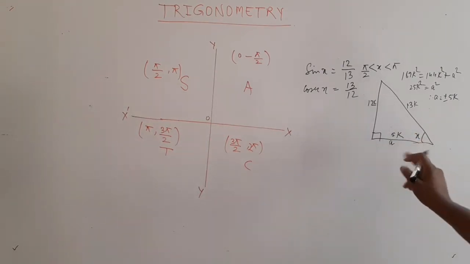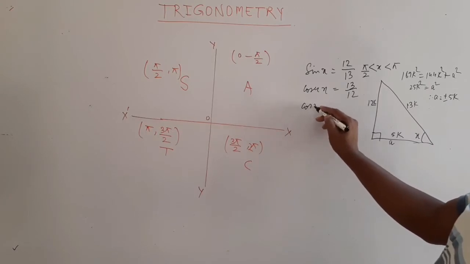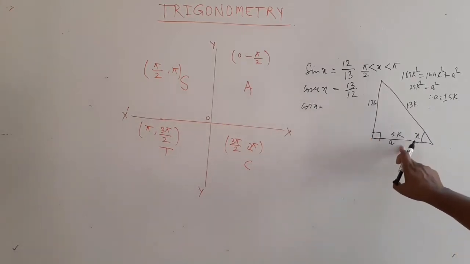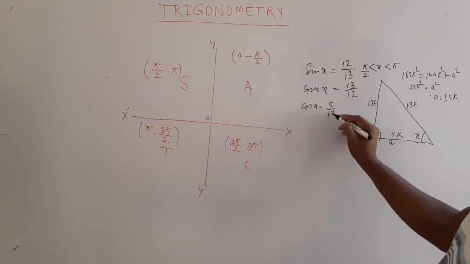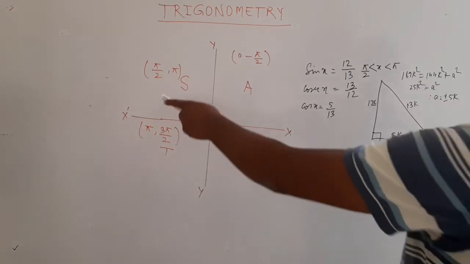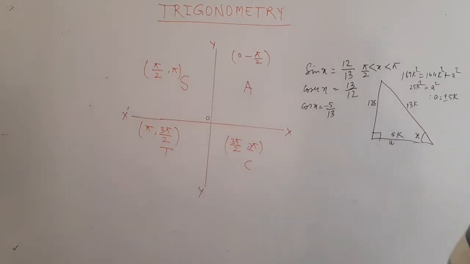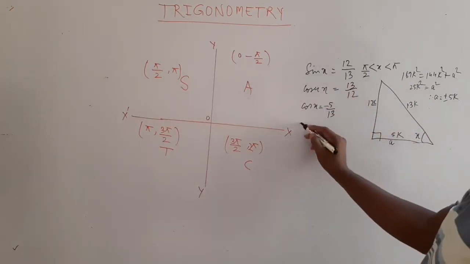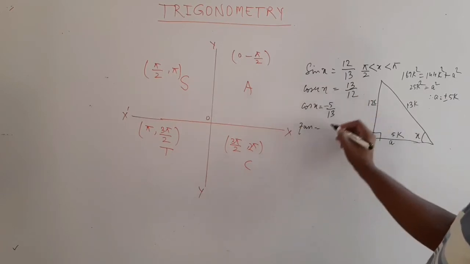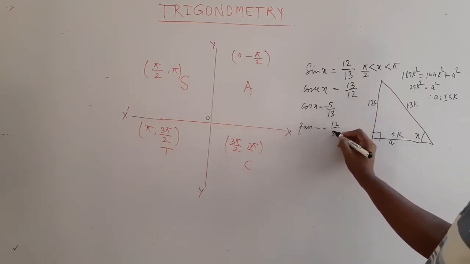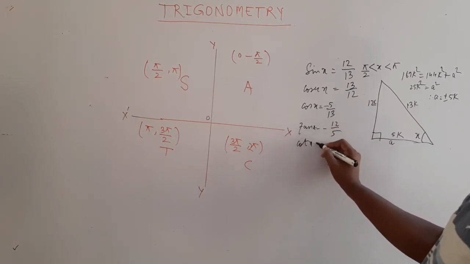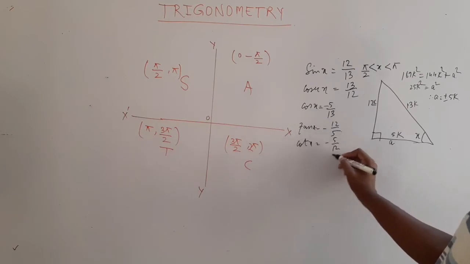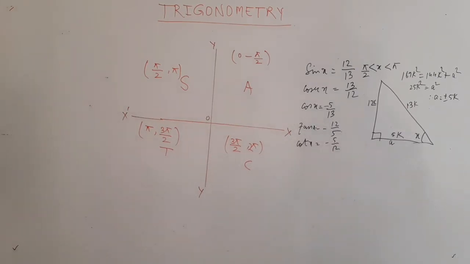Okay, now when you're trying to find out the cos x, so cos x here in this case is 5k over 13k. 5k over 13k, k cancels, so it's 5 over 13, and since it is in the second quadrant, this is going to be negative. Done. Then sine over cos is your tan. So tan is minus 12 over 5, and then cot is just the reciprocal of tan. Then this is minus 5 over 12, and then sec will be minus 13 over 5.